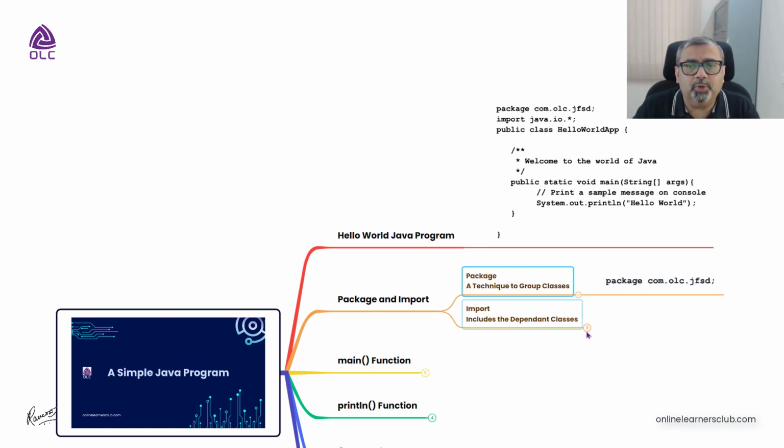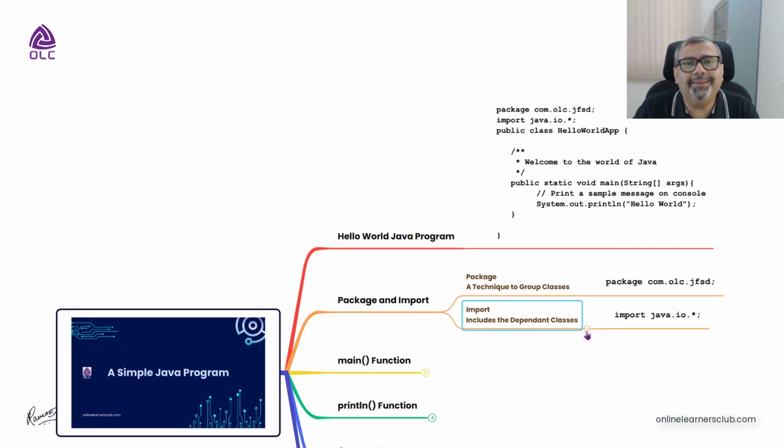Then we have the import statement, where you have an option to refer to various other libraries which are referenced by the program that you are developing. This is where the IO comes into the picture. IO is another library which you can use, for example.